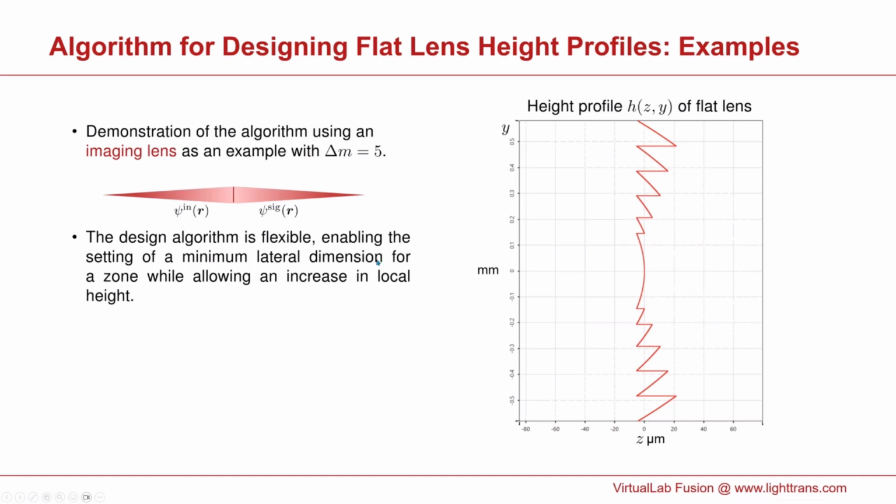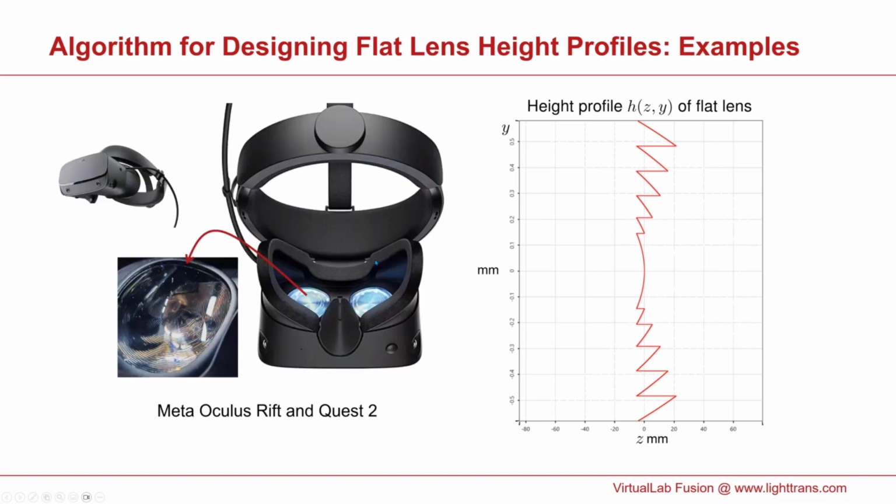And this approach has effectively been implemented in the flat lenses used in Meta's Oculus VR glasses. You can see it here. The zones have constant size, almost constant size, and the height must then go up.